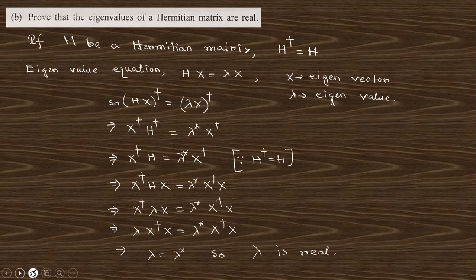Go to the next question. Here we need to prove that the eigenvalues of a Hermitian matrix are real. We need to prove that the eigenvalue of a Hermitian matrix will be real.